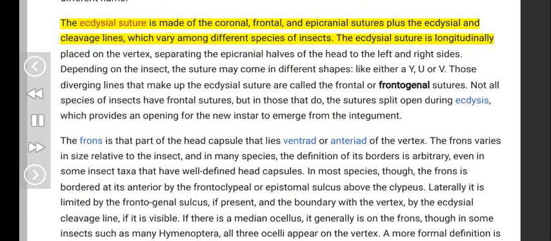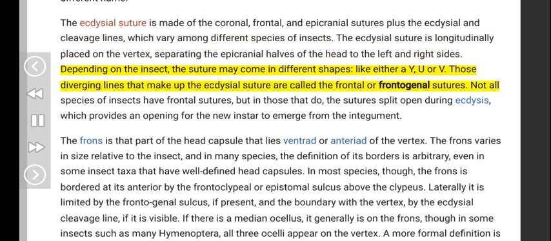The sutures are made of the coronal, frontal, and epicranial sutures plus the ecdysial and cleavage lines, which vary among different species of insects. The ecdysial suture is longitudinally placed on the vertex, separating the epicranial halves of the head to the left and right sides. In insects, the suture may come in different shapes, like either A, Y, U or V. Those diverging lines that make up the ecdysial suture are called the frontal or frontogenal sutures.